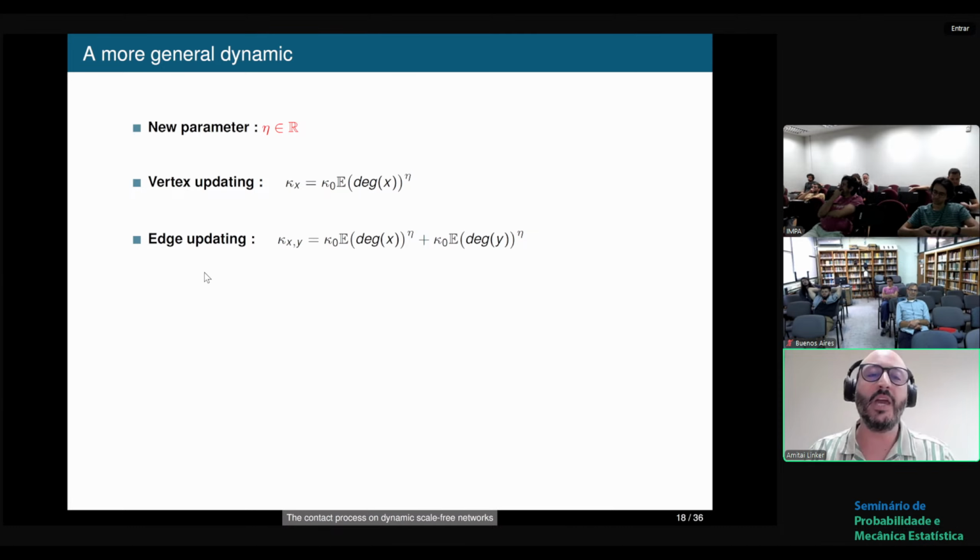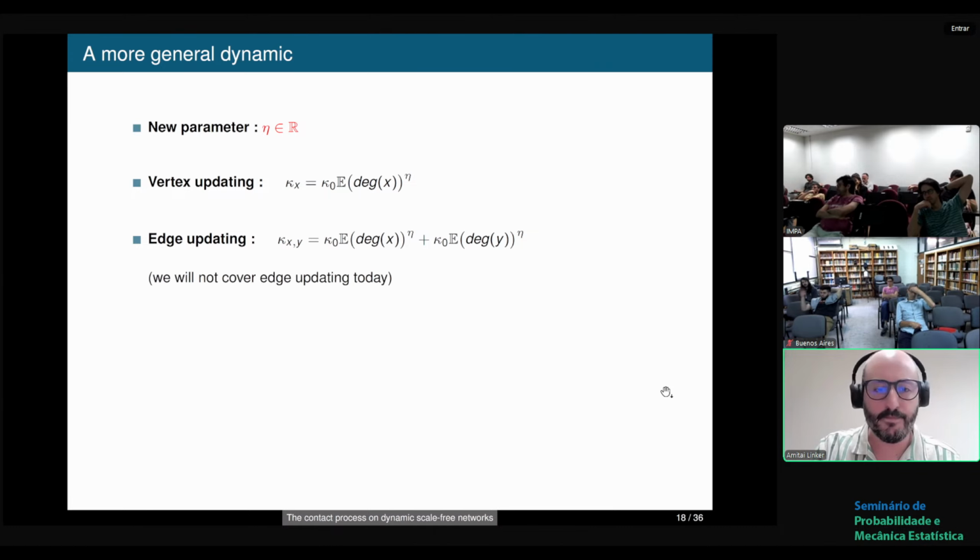And in edge updating, you can take a particular edge and figure out the updating rate, which is just the sum of the two, kappa x and kappa y. This is what we decided to use in the edge updating case. We wanted edges to update at the same rate as in vertex updating, so you have to select this updating rate. But of course, we will not cover edge updating today.